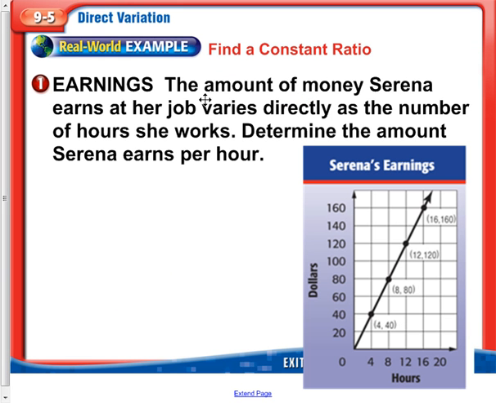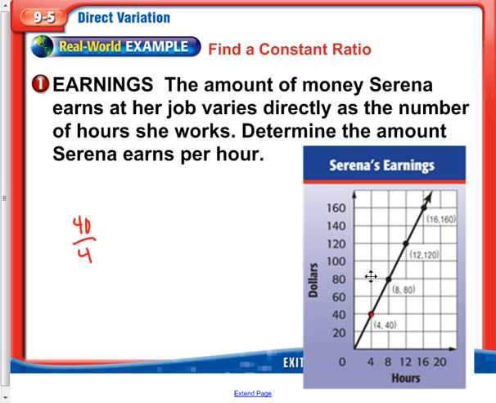All right, it says find a constant ratio. The amount of money Serena earns at her job varies directly as the number of hours she works. So determine the amount Serena earns per hour. So we want per hour, so we always put x on the bottom. Okay, so at first we have 0, 0. She doesn't work at all. She doesn't earn anything.